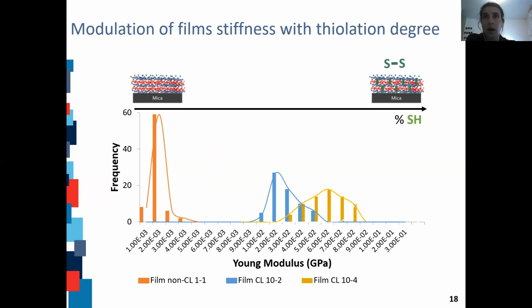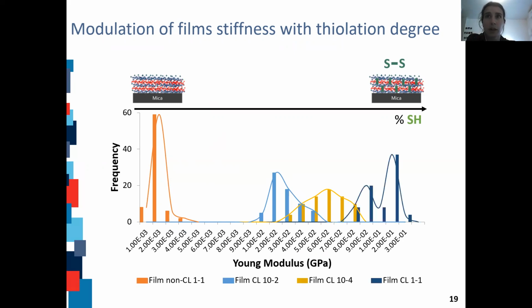And the value of the Young modulus for the different films is significantly increasing with the percentage of thiol, up to reaching a value that is 100 times greater than a non-crosslinked film. So through this result, we could prove that the thiolation of chitosan allows us to provide films with a broad range of mechanical properties.